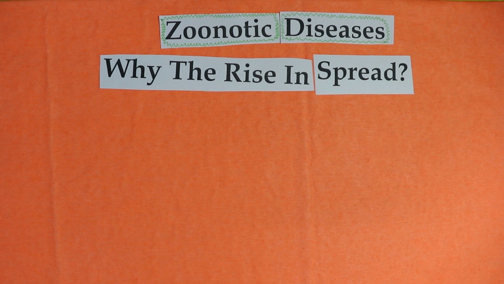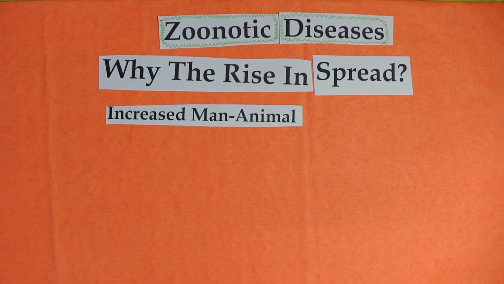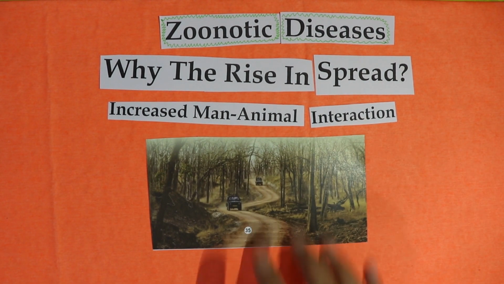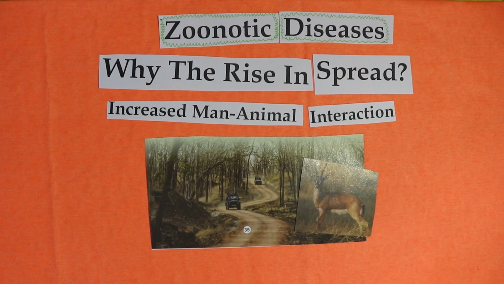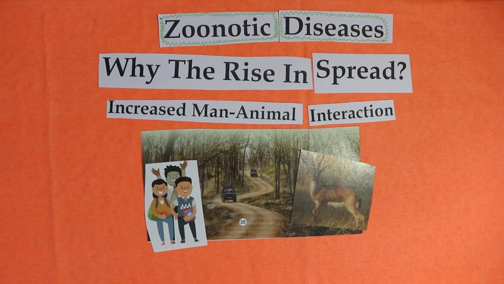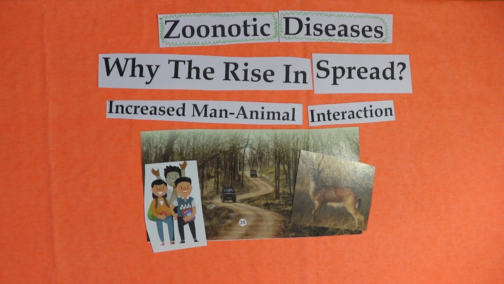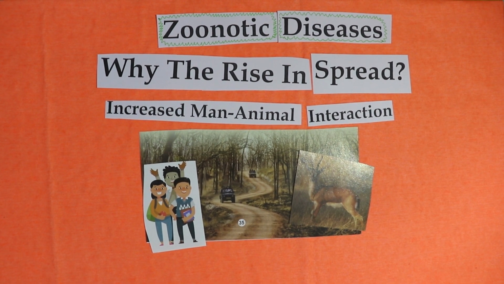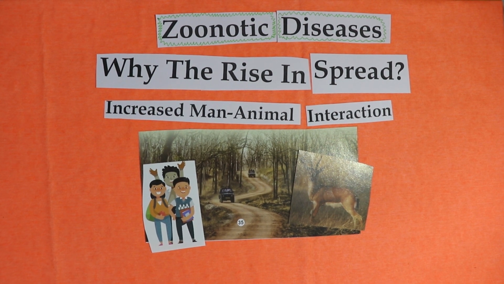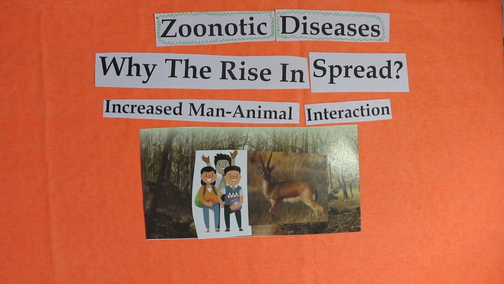One of the major reasons would be the increased man-animal interaction, which has happened because of overexploitation of natural resources and the destruction of natural habitat. In an undisturbed ecosystem, viruses keep circulating in mild forms among different animals. And when this equilibrium is disturbed, these animals come in contact with humans. As a result, some viruses cross the species barrier due to a mutation, which leads to infections in humans as well.